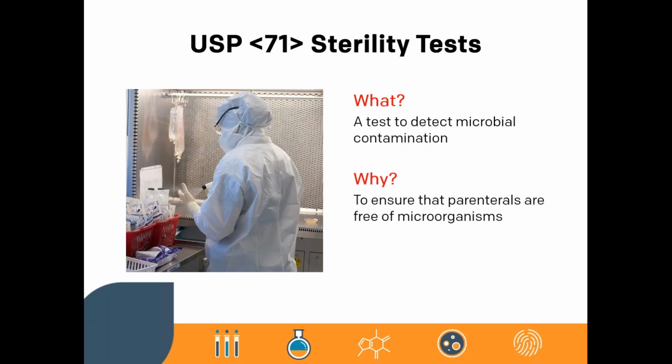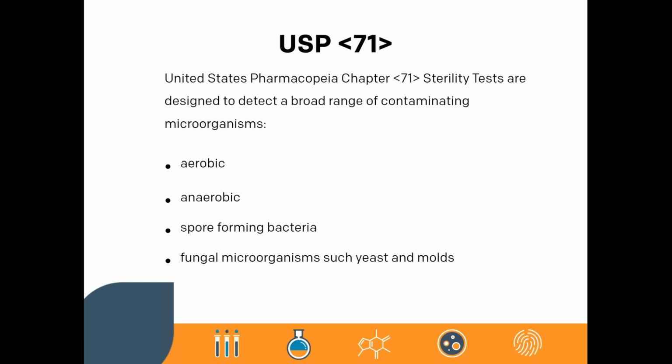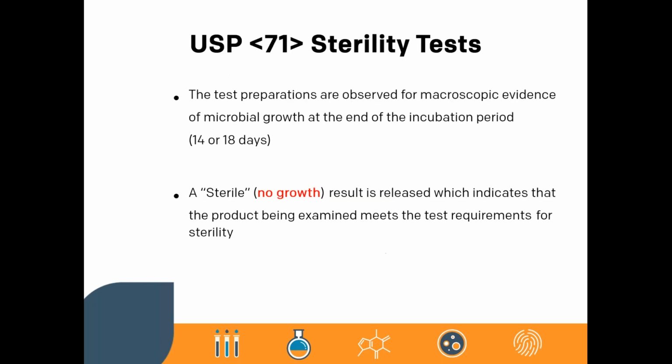So let's look at the sterility test. What is that? It's, of course, to test or detect microbial contamination and to ensure that those injectables are free of microbes. This is information that's been presented before, but the sterility test in Chapter 71 is designed to test a broad range of contaminating microorganisms, such as aerobes or anaerobes, spore-forming bacteria, as well as fungi and yeast and molds.